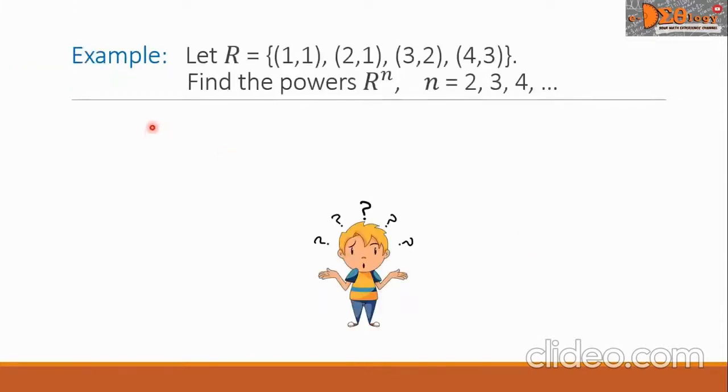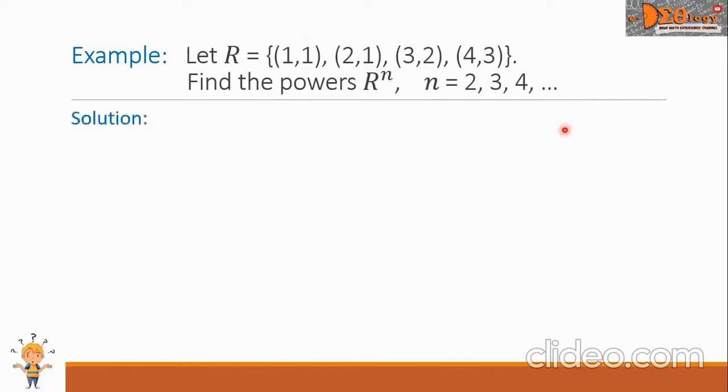Let us see this example. Let R equal the ordered pairs (1, 1), (2, 1), (3, 2), and (4, 3). Find the powers R raised to n, where n equals 2, 3, 4, and so on. For our solution, let's begin with R squared. By definition, this is R composite R. We're going to map R by itself.